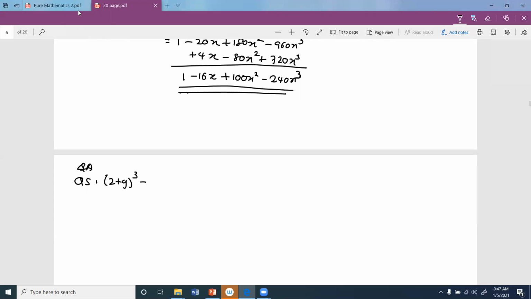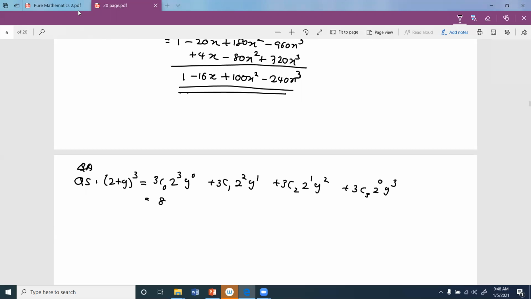If you do this expansion, this is 3C0 times 2 to the power 3, y to the power 0, plus 3C1 times 2 to the power 2, y to the power 1, plus 3C2 times 2 to the power 1, y to the power 2, plus 3C3 times 2 to the power 0, y to the power 3. So it's 8 up to here.